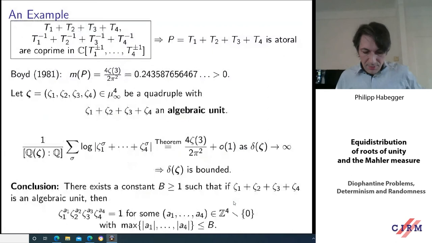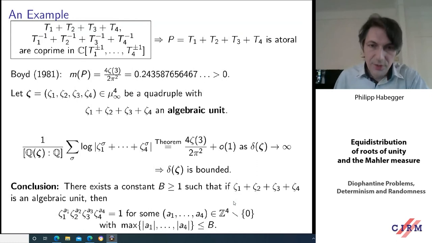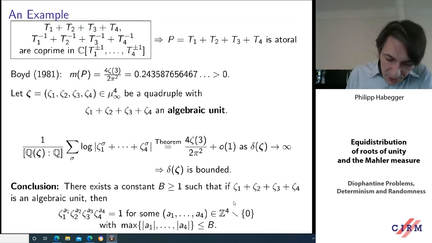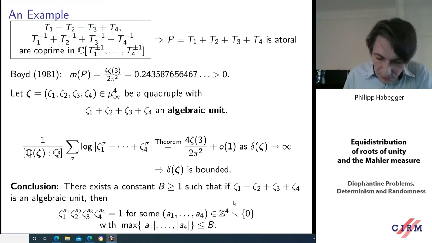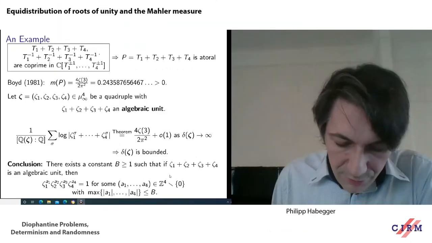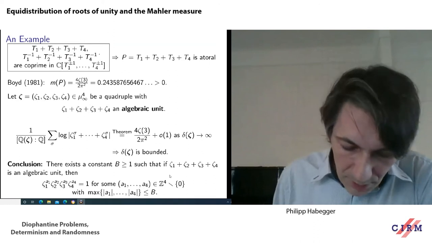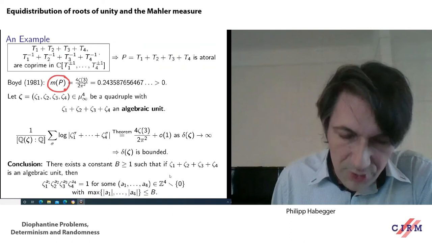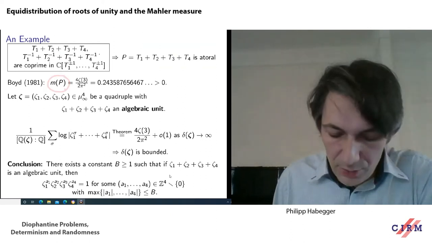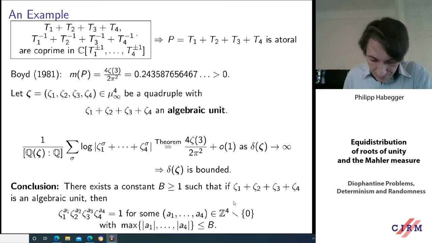All right, let me give you an example, a nice application of these equidistribution results. Let's look at this polynomial, T1 T2 plus T3 plus T4, and this happens to be atoral. If you just look at these two, you invert it, and then they're coprime as Laurent polynomials, and then you get the two relations R and S. Also a nice feature is that the Mahler measure of P has been computed to this value. It's related to the zeta function. The actual value will not play a role for this work, but what's important is that it's positive. That will play a role.